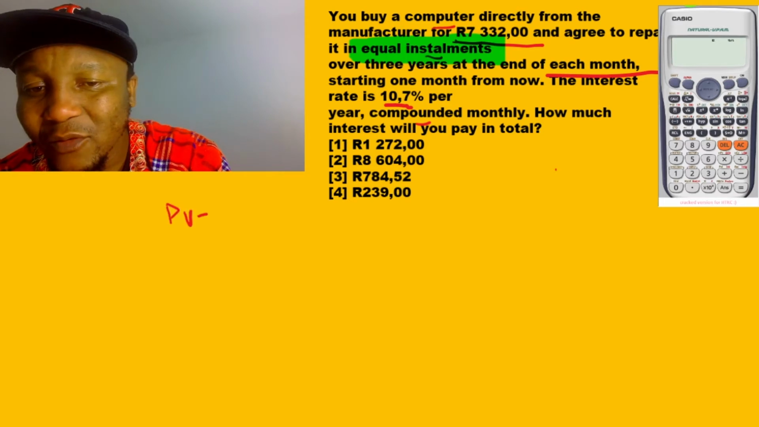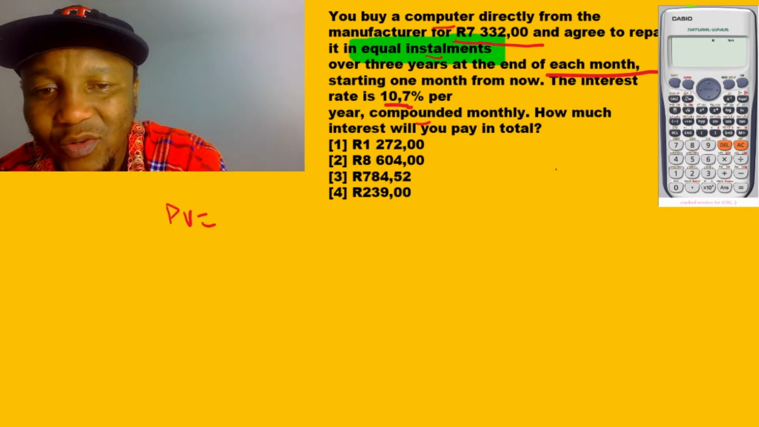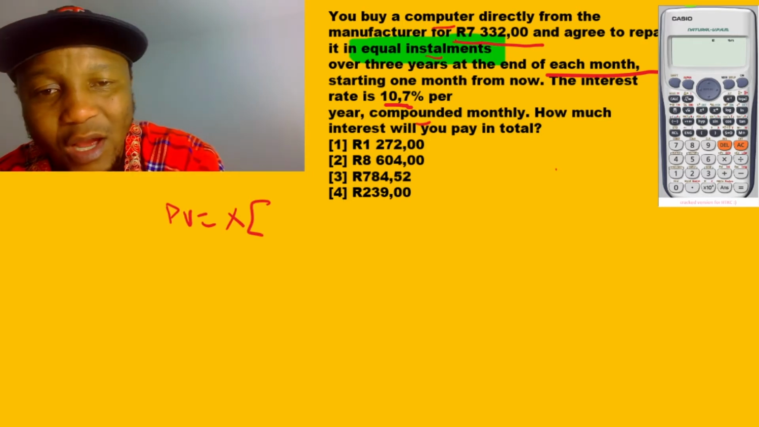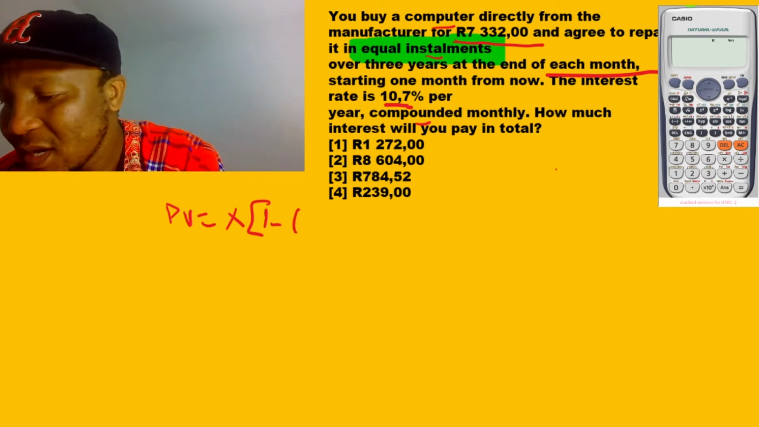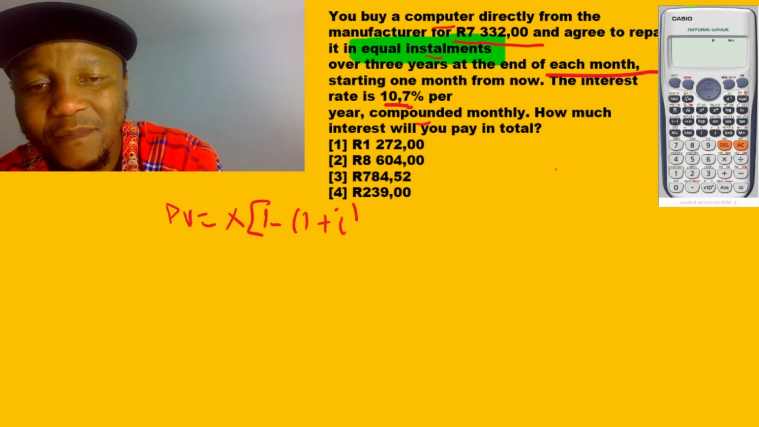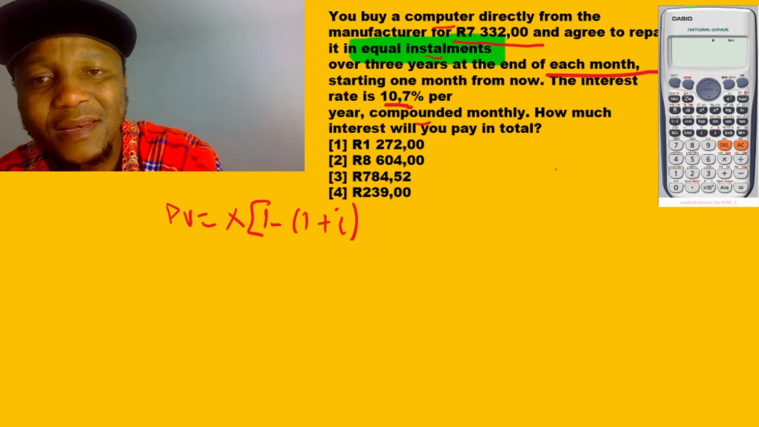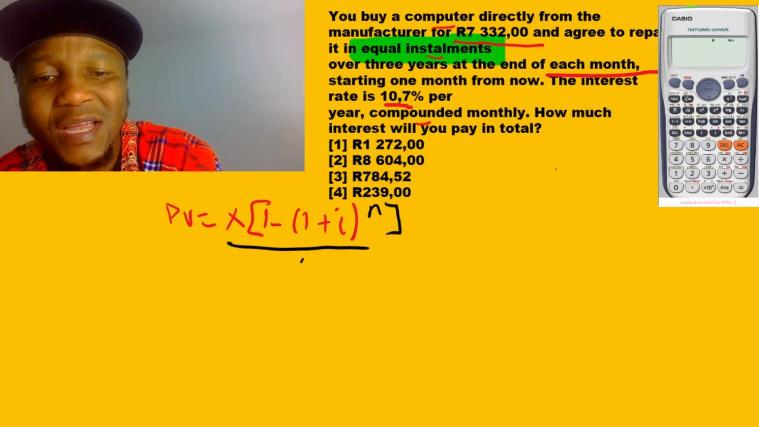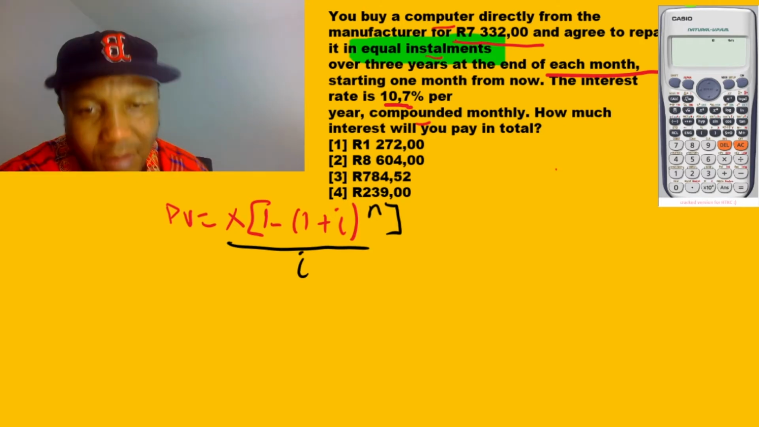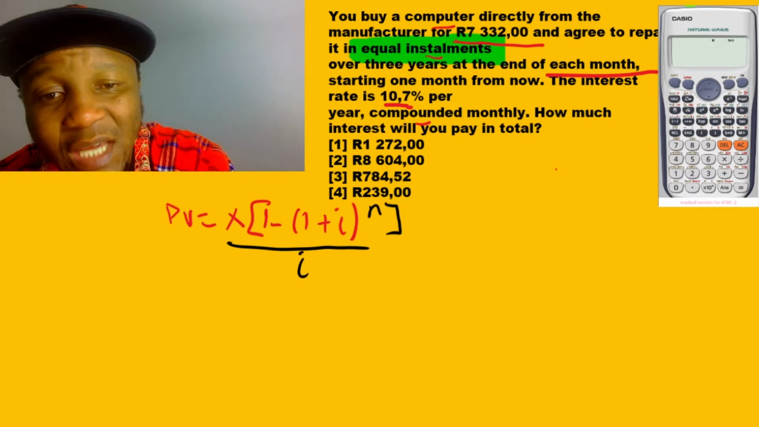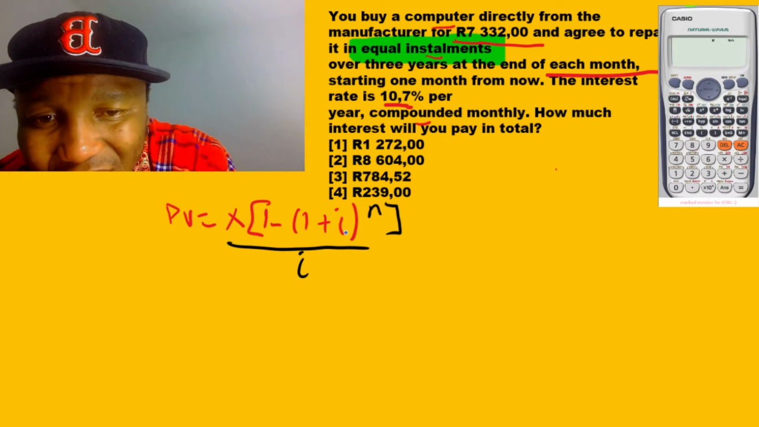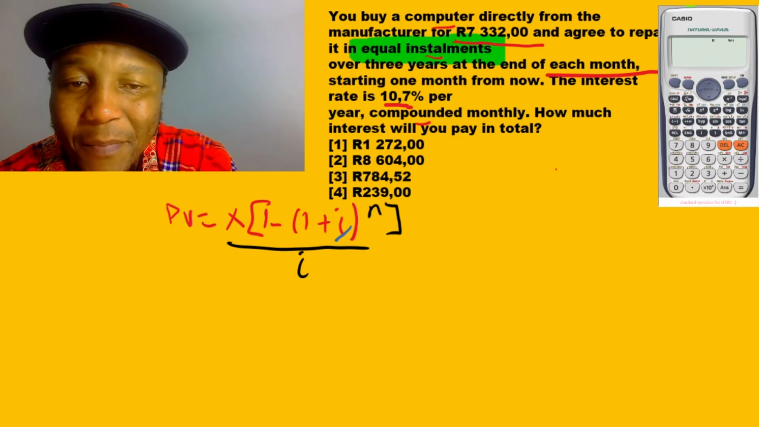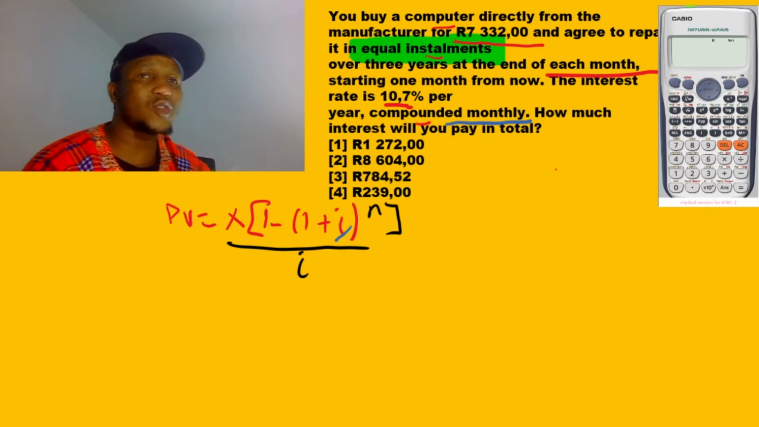So present value equals X, where X represents that equal payment money, and then one minus, one plus I, to the power of minus N, over the interest rate. But listen to this, this is very important. Whenever you have this interest rate, you must divide it by how it was compounded. Look, it was compounded monthly.